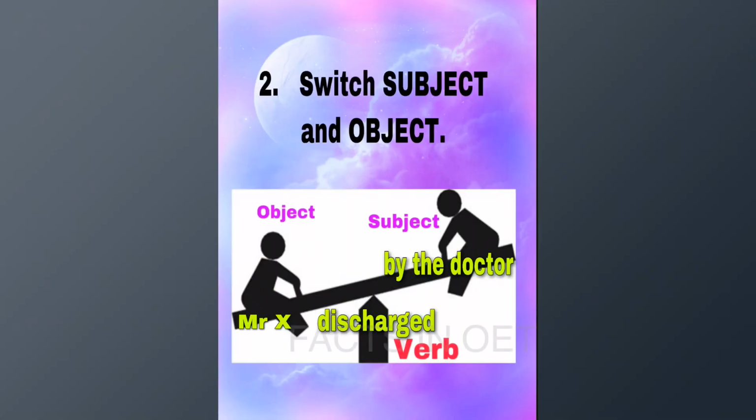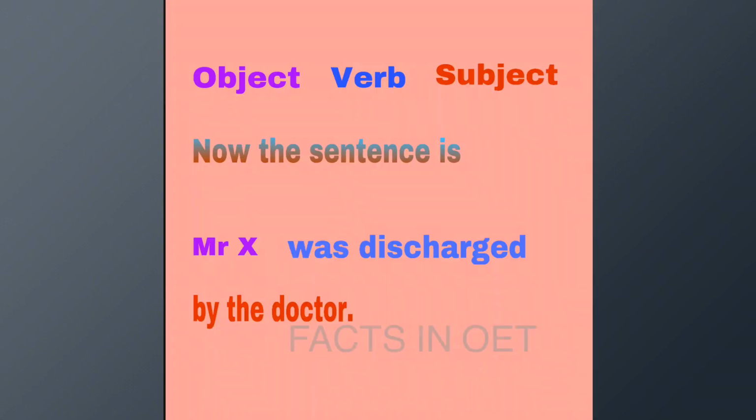Next, move on to the next step, that is switch the subject and object. In a sentence, first you identify the subject, verb and object. Then we have to switch the subject and object, which means you have to write the object in the place of the subject, and you have to write the subject in the place of the object. Here is the example. Now the sentence is Mr. X was discharged by the doctor.